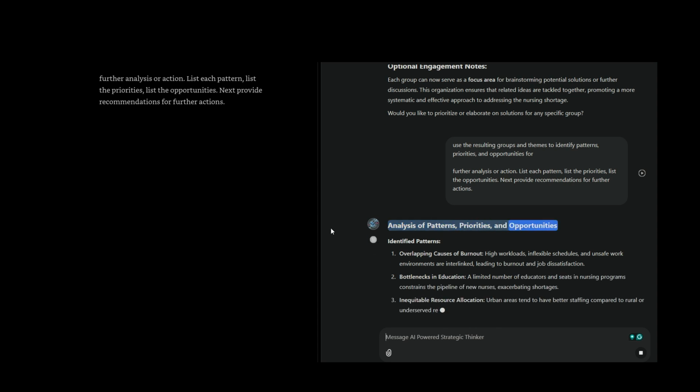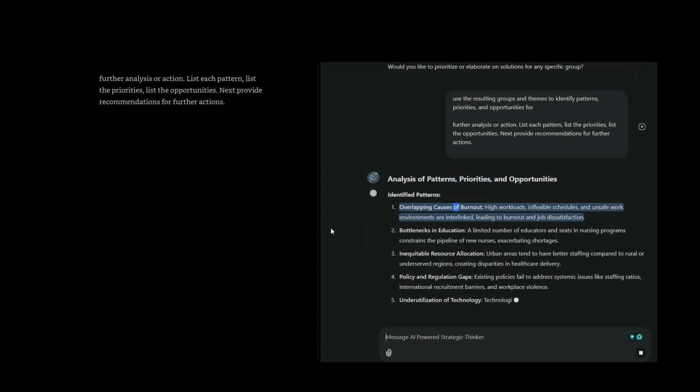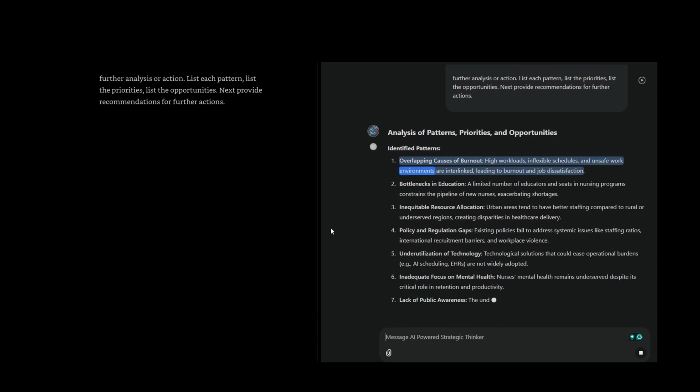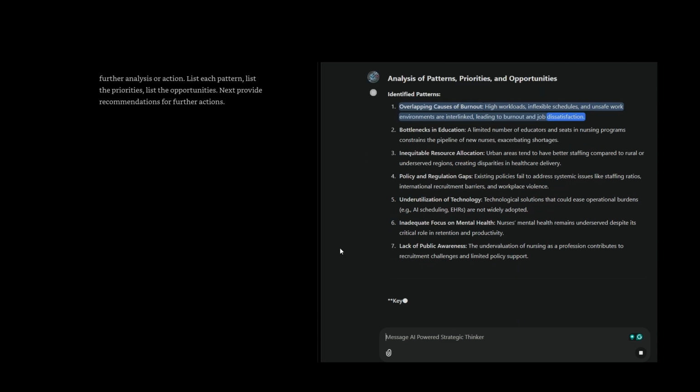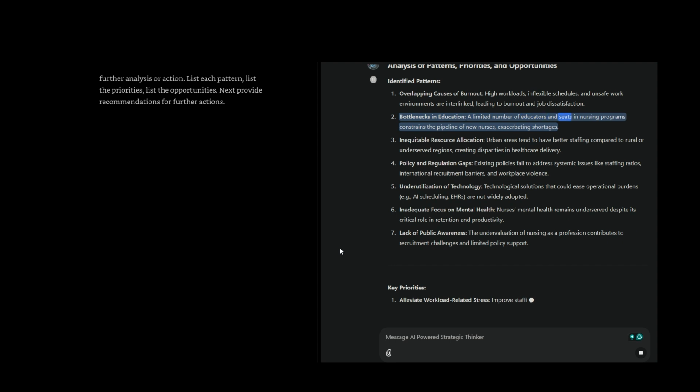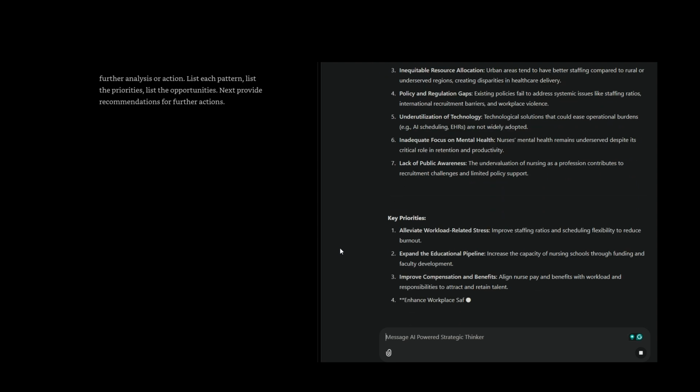Analysis of patterns, priorities, and opportunities. Identified patterns: overlapping causes of burnout, high workloads, inflexible schedules, and unsafe work environments are interlinked, leading to burnout and job dissatisfaction. Bottlenecks in education: a limited number of educators and seats in nursing programs constrains the pipeline of new nurses, exacerbating shortages.